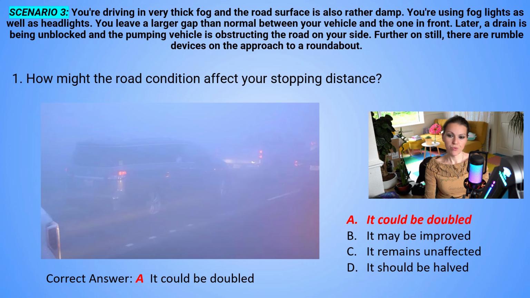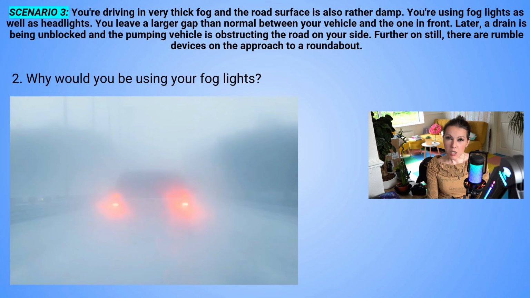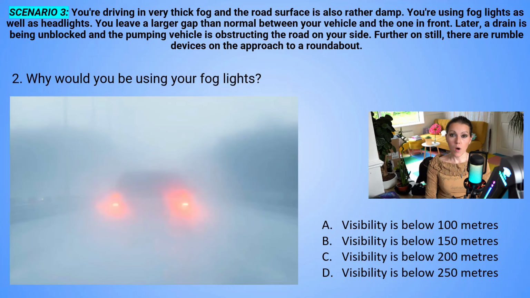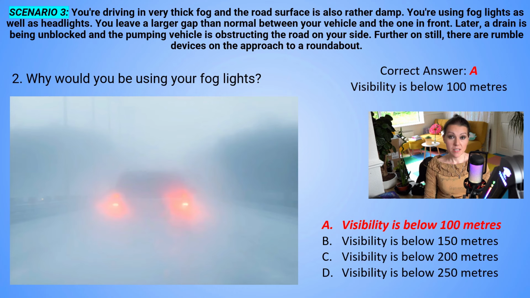Question number 2. Why would you be using your fog lights? A. Visibility is below 100 meters. B. Visibility is below 150 meters. C. Visibility is below 200 meters. Or D. Visibility is below 250 meters. And the correct answer is A. The visibility is below 100 meters.